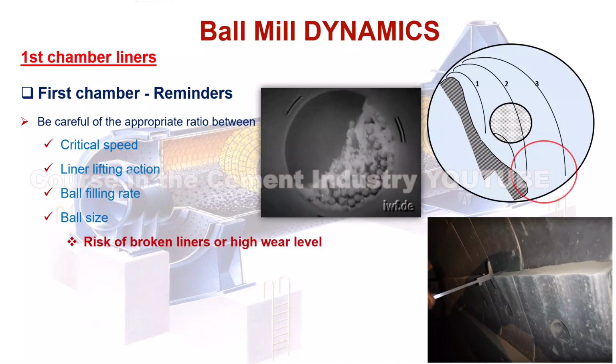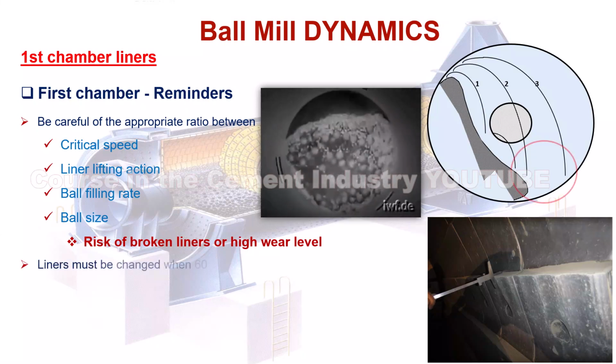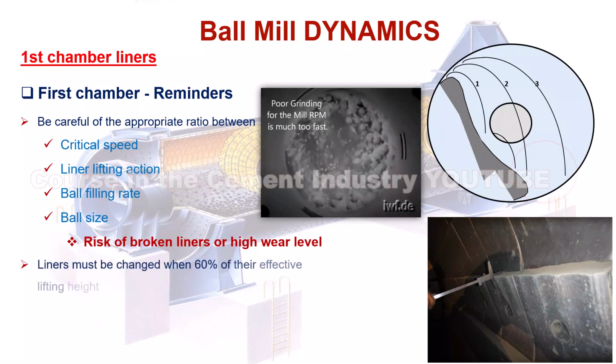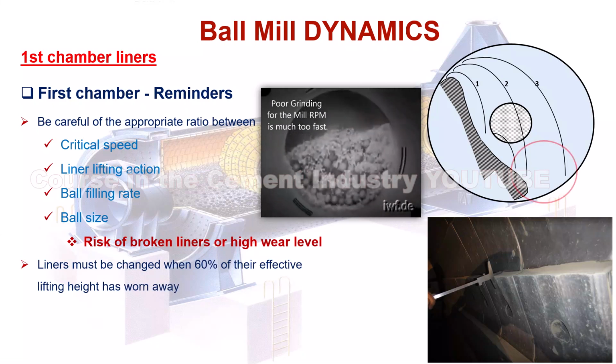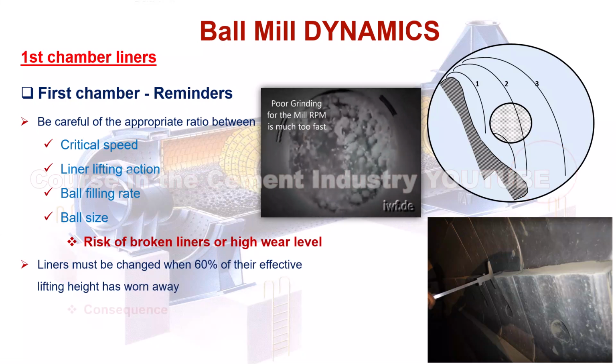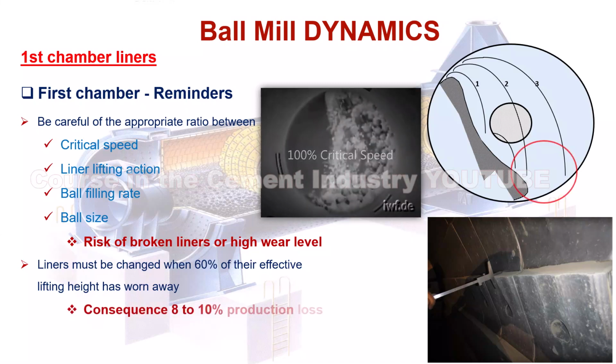B. Liners must be changed when 60% of their effective lifting height has worn away. Note: also if no change of liners, consequence: 8 to 10% production loss.